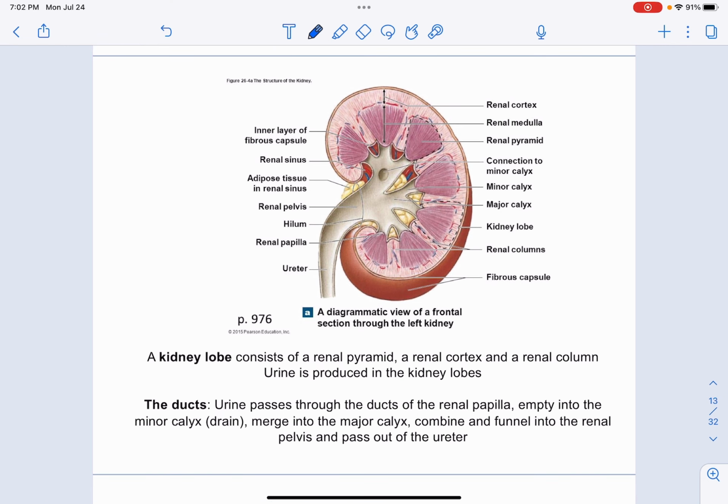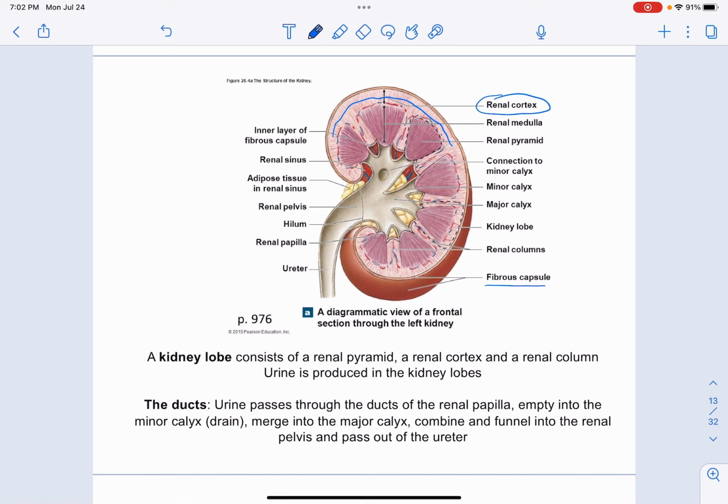All right, so let's work from the outside in. So here you can see the fibrous capsule. All right, so let's talk about some general areas first. So this outer area in light pink right here, this whole area right here is called the renal cortex.